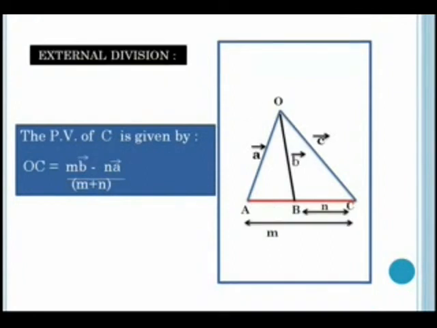Similarly, if we have the external division, that is, C divides AB externally in the ratio of m:n, then in this case the position vector of point C is given by m times B minus n times A divided by m plus n. Here B and A are the position vectors of the points B and A respectively. So if we have any point C which divides AB externally in the ratio of m:n, then the position vector of this point C is given by m times B minus n times A divided by m plus n, where B and A represent the position vectors of the points B and A.